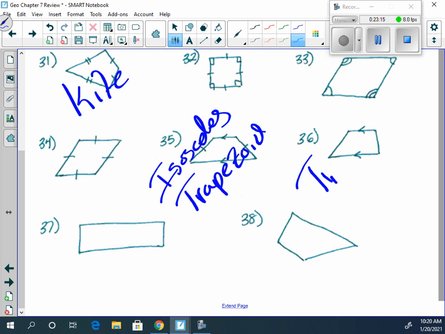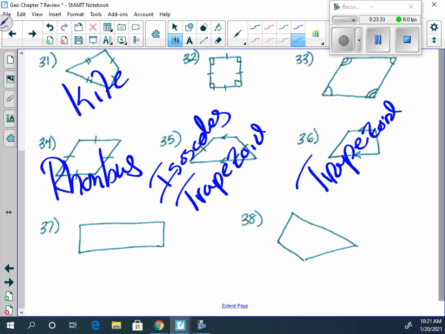36 would just be a trapezoid because we just have one set of parallel sides. The set of congruent legs makes it isosceles. And 34 is a rhombus because all 4 sides are congruent, and the last 2 are quadrilaterals. Any other questions on 29 through 38?